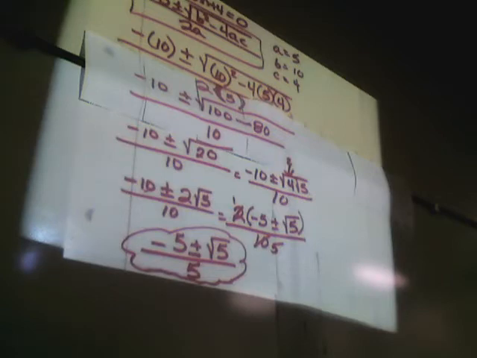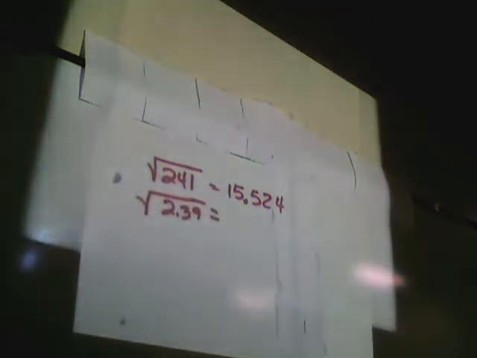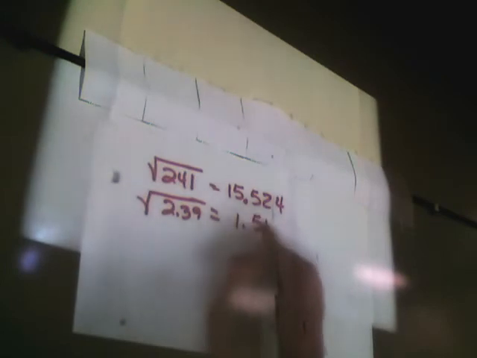Okay, the next one, it says to use a calculator to approximate these answers. The last 10 problems I gave you were easier so that we should fly through this part of it. Use a calculator to approximate this. What do you get when you put that in your calculator, to 3 decimal places? 15.524. 2 or 3? 3. 524. How about this one? Square root of 2.39. What do you get? 1.546.